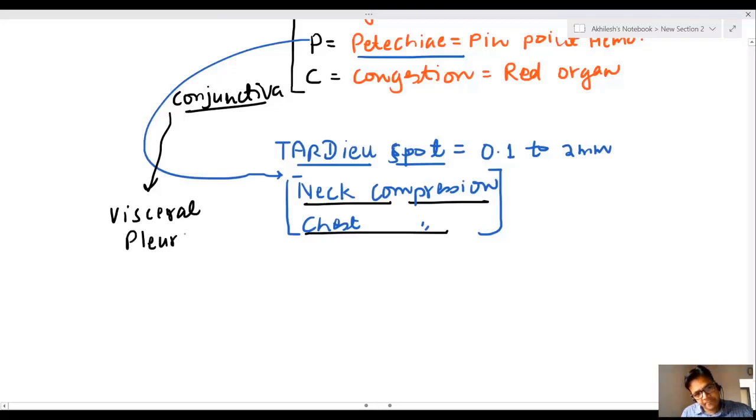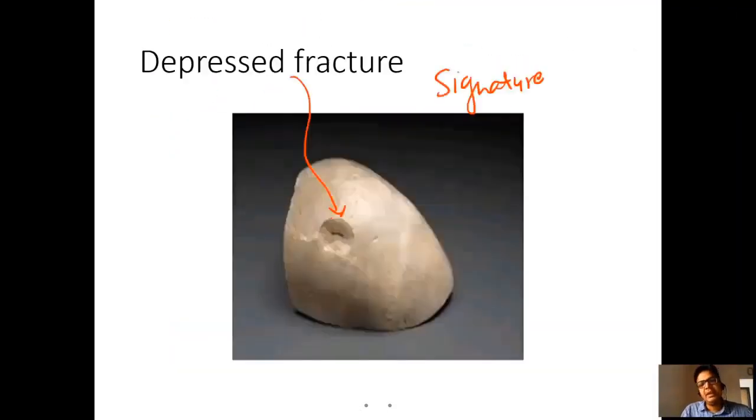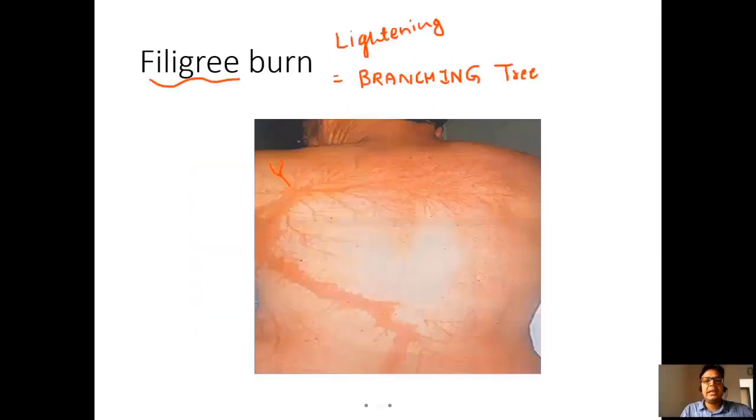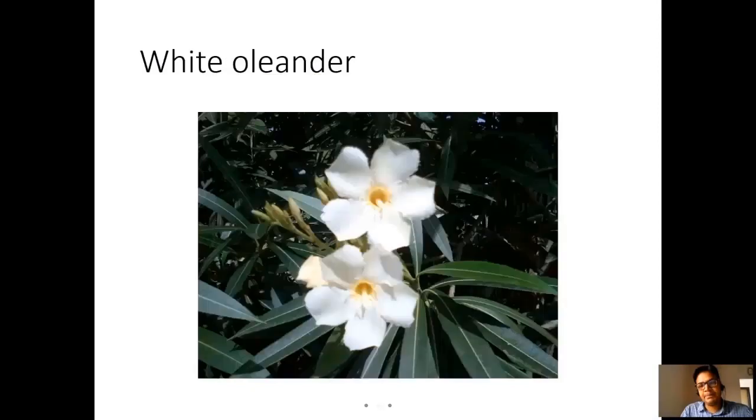But inside, Tardieu spots are seen in the visceral pleura. So if cyanosis, petechiae, and congestion are present, it is asphyxial death. Tardieu spots are pinpoint hemorrhages.